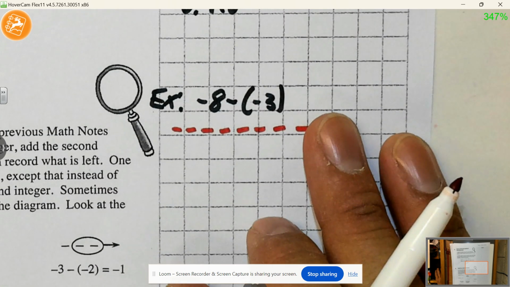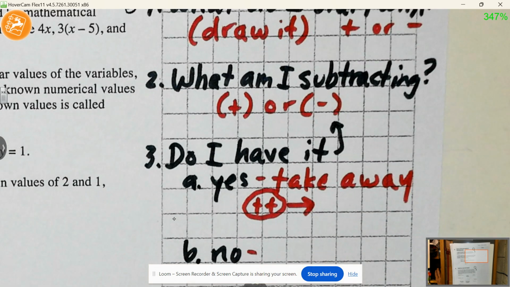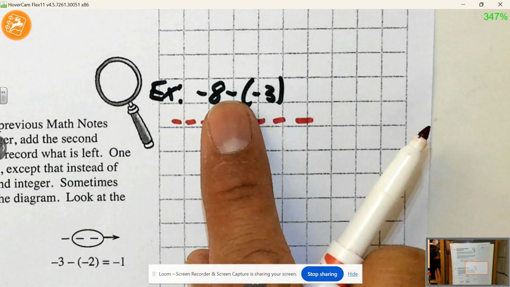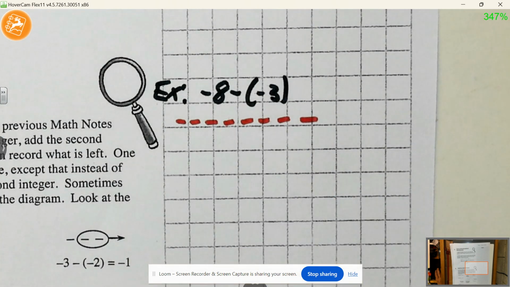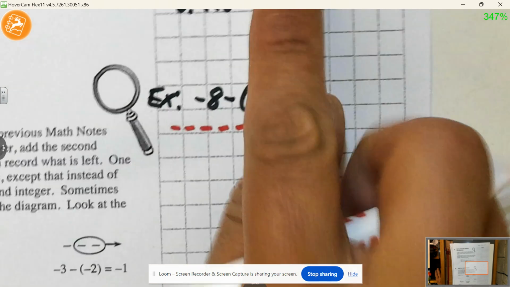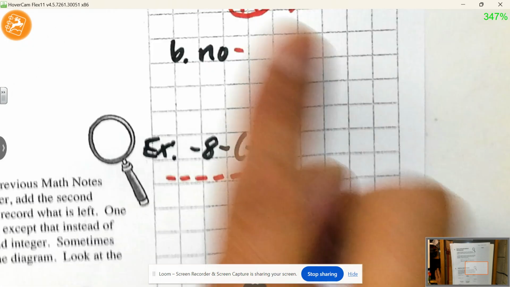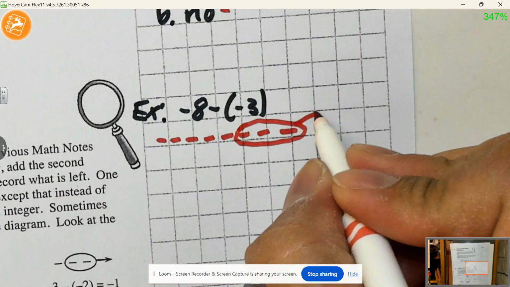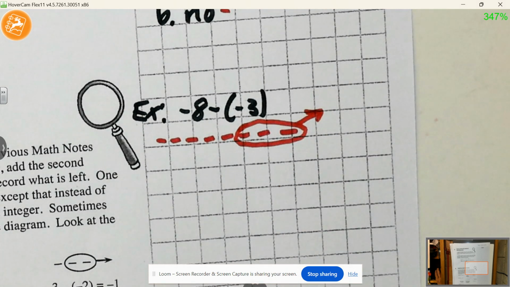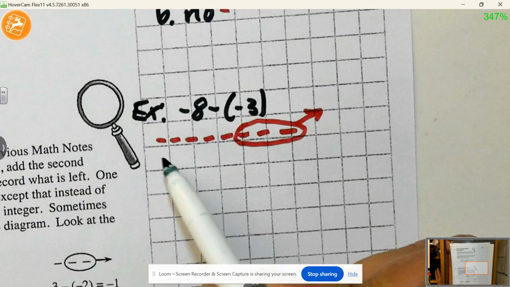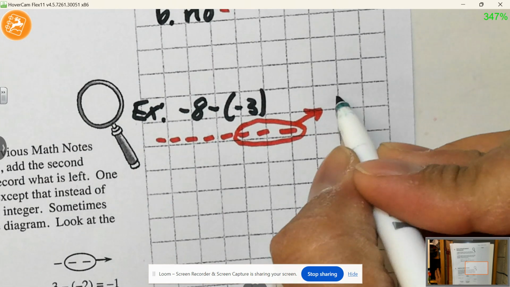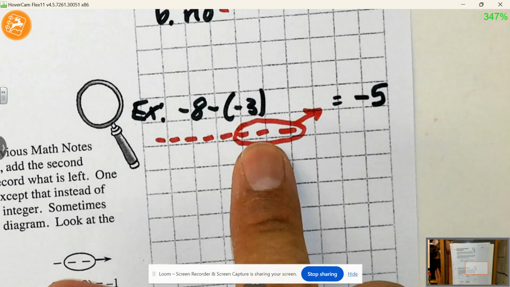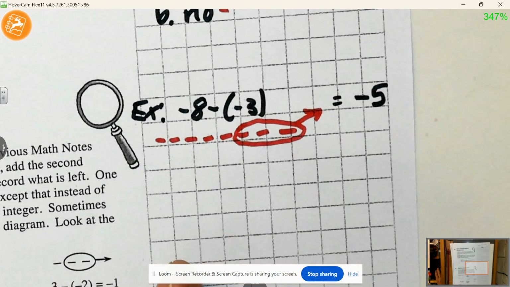Okay, second question, what am I subtracting? We are subtracting 3, but they're negatives, minus -3. So we are subtracting 3 negatives. Do we have 3 negatives? Yes, we do. So all we're going to do is take these away. We take those 3 negatives, make them go away, and our final value is what's left. And what's left is -5. So this shows -8 minus -3, and the value is -5.